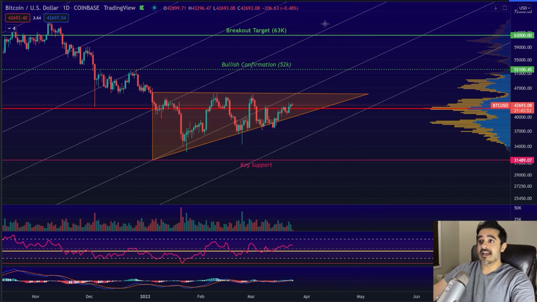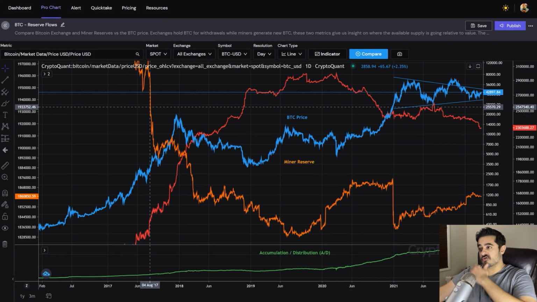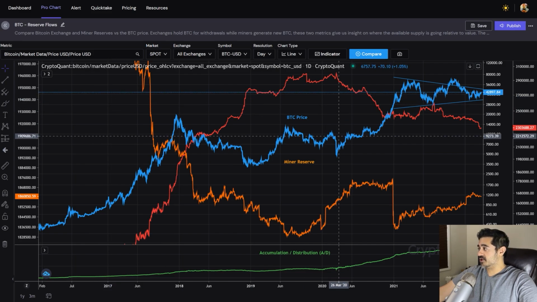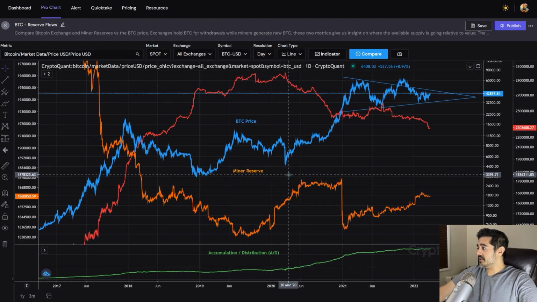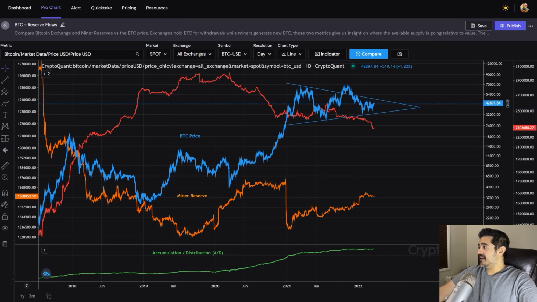All right, we're at 5 minutes. Let's see on chain for Bitcoin what we got. So these here are our exchange reserves. We have all kinds of stuff here. We have our exchange reserves. We have our miner reserves. So basically in red, you have your exchange reserves. Then in blue, you have your Bitcoin price.